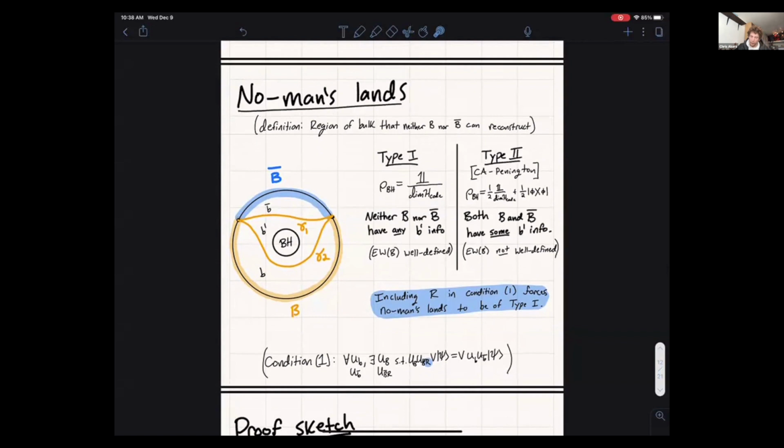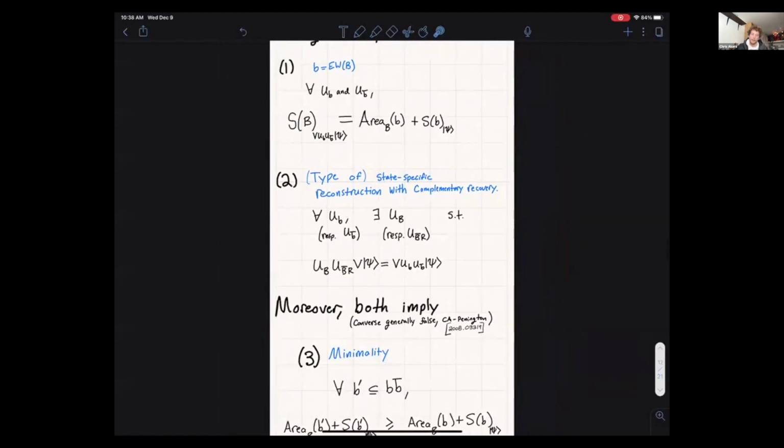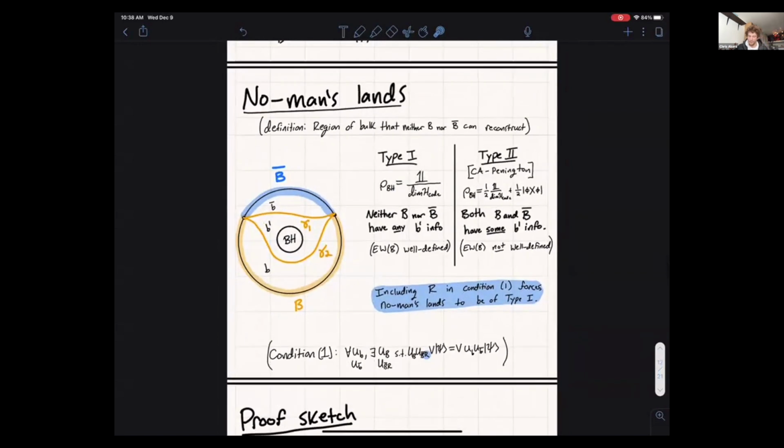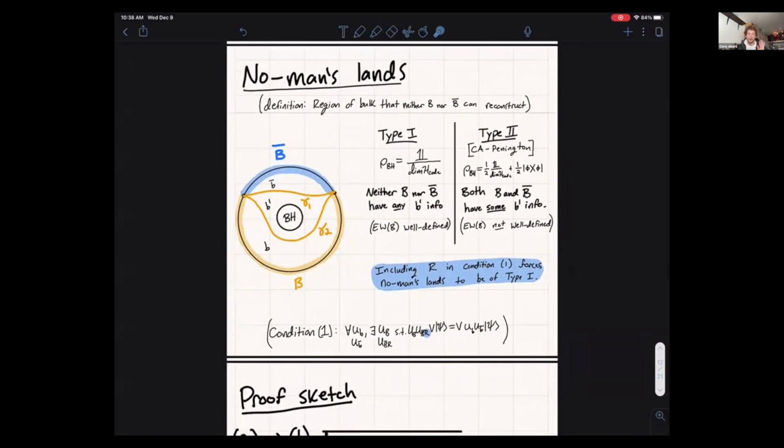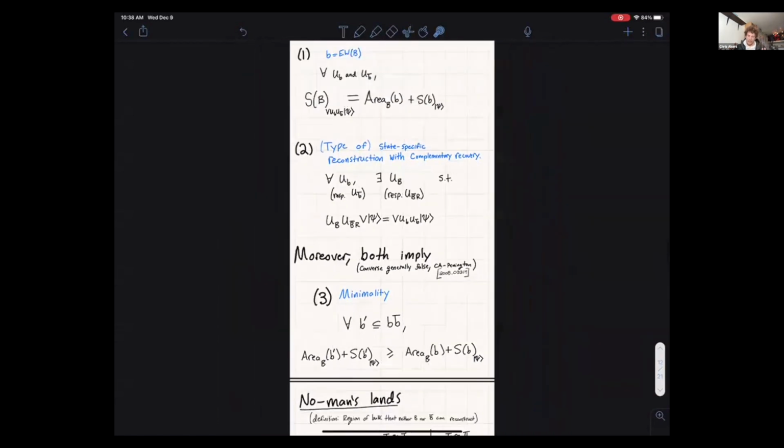So the reason we have to include R in condition 1 is because it allows for no man's lands, but only of type 1. This is condition 1 written again. It forces B to know nothing about B prime. If you have type 2 no man's lands, then neither 1 nor 2 are satisfied, and that's fine. So that sort of explains the theorem and what it's saying.